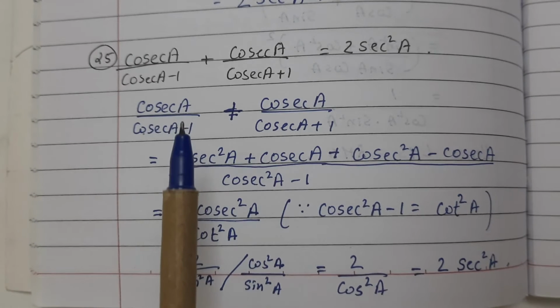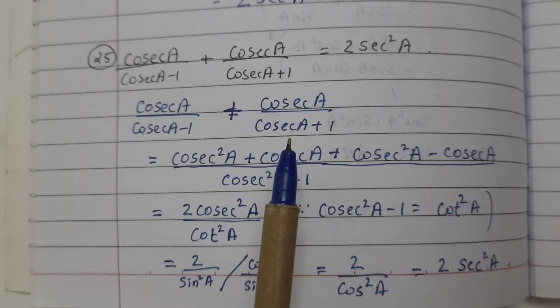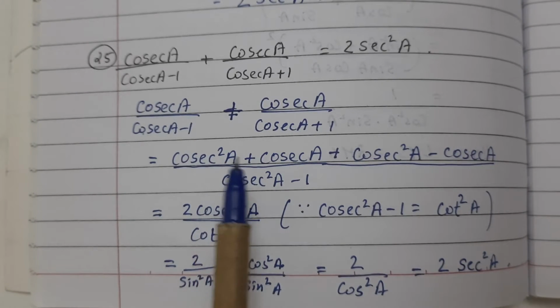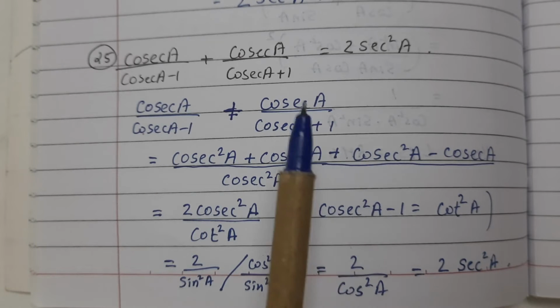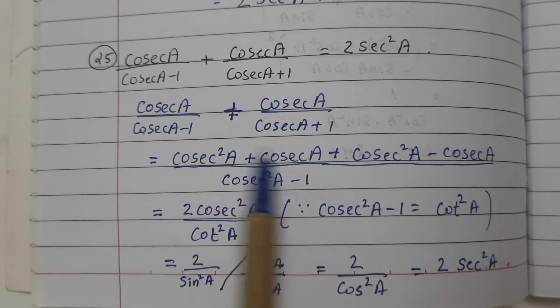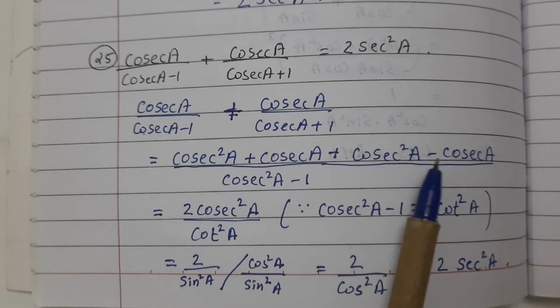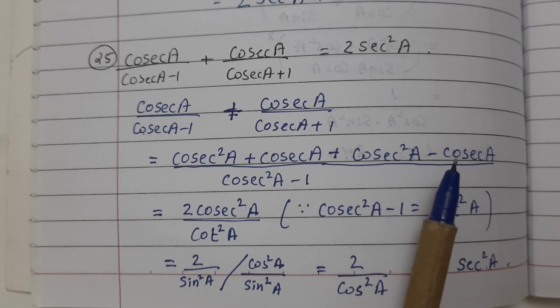This term multiply and divide by cosec A plus 1. This term multiply and divide by cosec A minus 1. We get cosec A into cosec A, cosec square A plus cosec A into 1, cosec A, plus cosec A into cosec A, cosec square A into minus 1 is minus cosec A. Plus cosec A minus cosec A cancel each other.